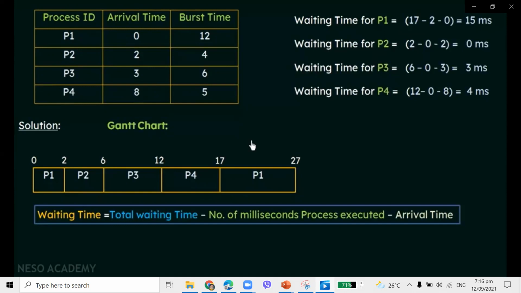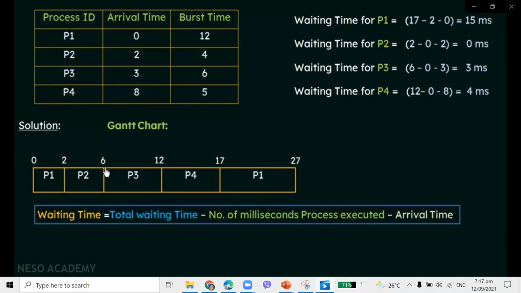So if you look in this Gantt chart also, we can understand that P2 arrived at the second millisecond, and as soon as it arrived, it got the CPU. So it did not have to wait. So we have 0. Then similarly for P3, what is the total waiting time?